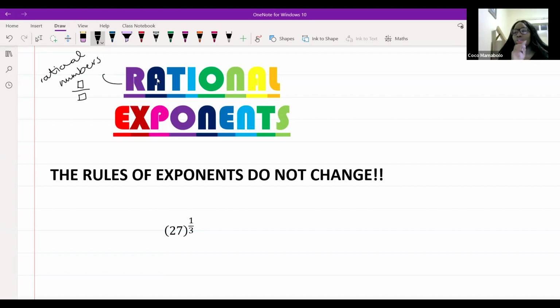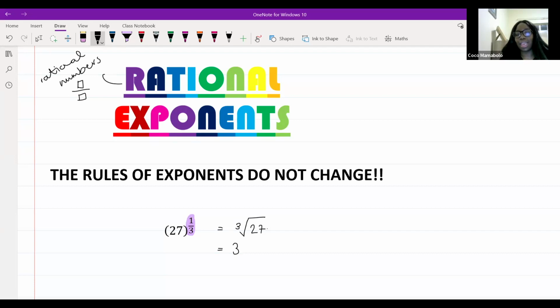Now, I want you guys to just bear with me on one thing. When we look at a rational exponent over here, so when I have 1 over 3, this is actually the same as the cube root of 27, which we know the answer to. We know that the cube root of 27 is actually just 3.